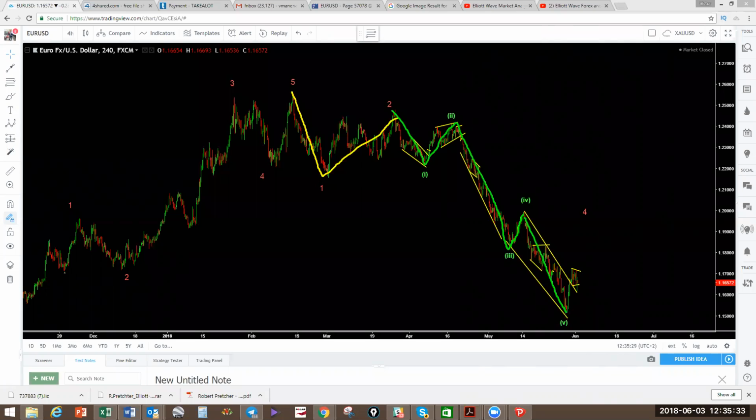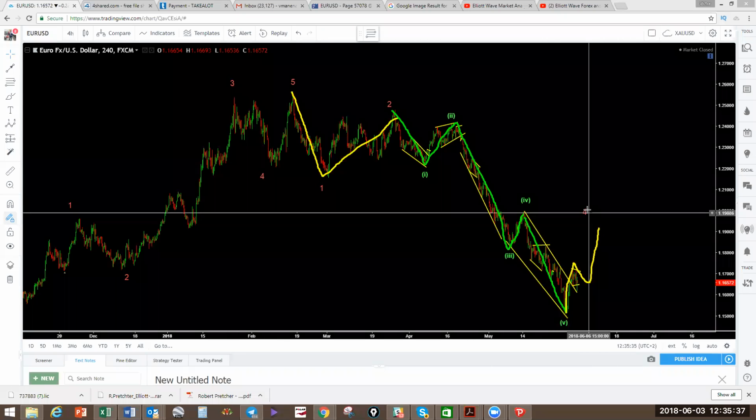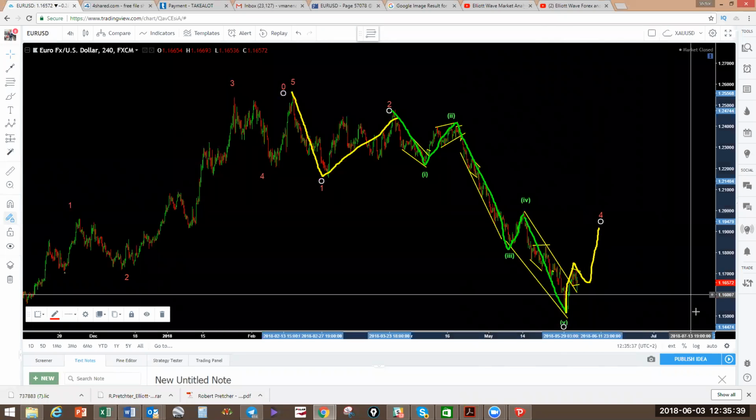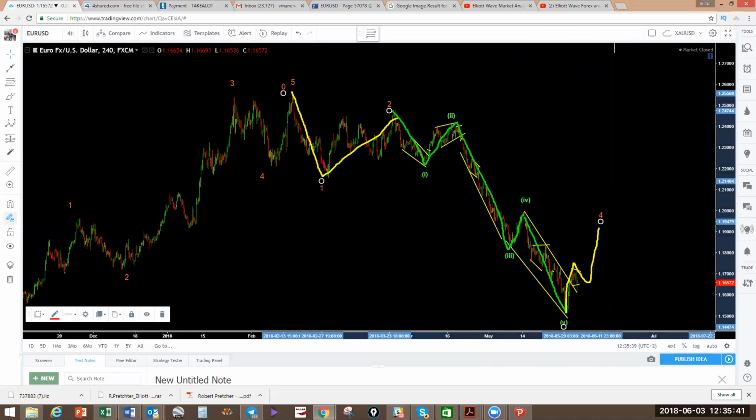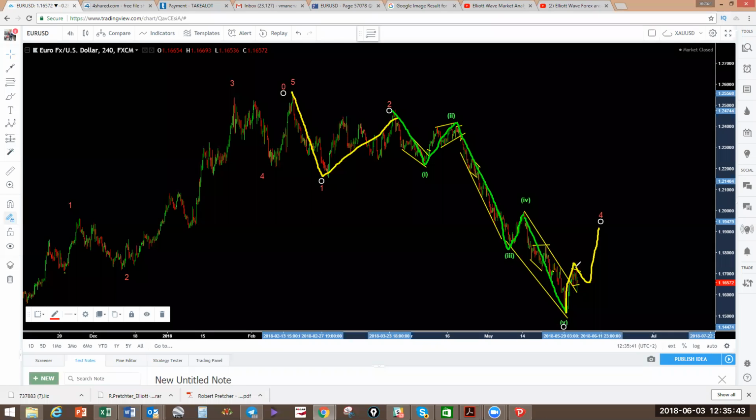Excellent. 1, 2, 3, pull back. Okay, so that's what we're going to be looking at here. So how does this look now? We have already got an impulsive move here, and we're getting a correction here. So a break of this flag will take you to this level.